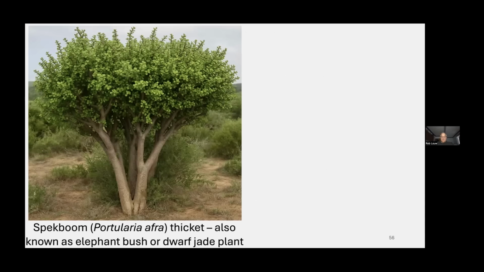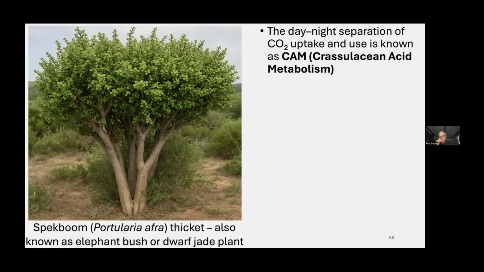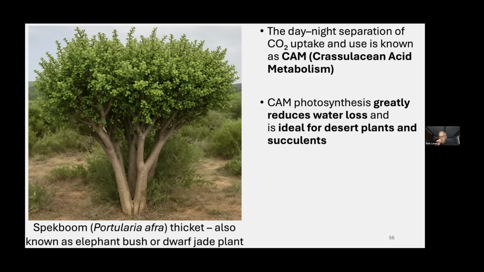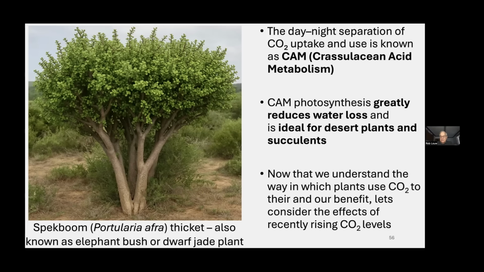Here is an example of one that's called a speckboom in South Africa. It's also known as the elephant bush or a dwarf jade plant, and you can see there it's growing quite well in pretty arid conditions. This is, as I said, the CAM process, and it greatly reduces water loss and is ideal for desert plants and succulents.